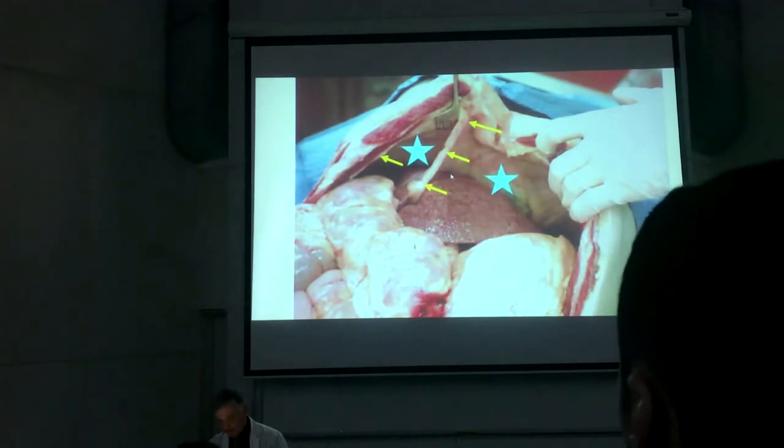This is the bare area. This is the falciform ligament. Now we have seen this. This star is between the diaphragm and the liver. This is the left subdiaphragmatic space. And the star here is in the anterior right subdiaphragmatic space.